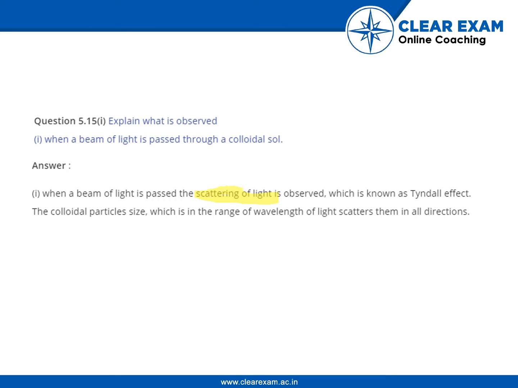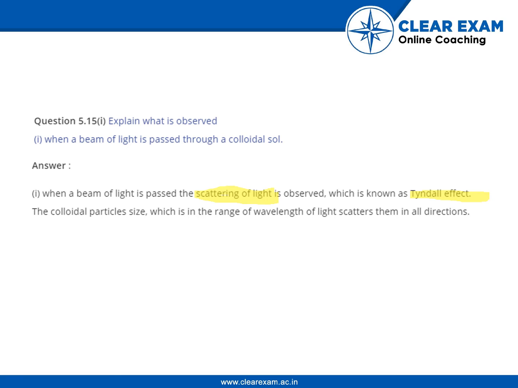We all know the term scattering of light, which is known as the Tyndall effect. This is a very important point. It might come: what effect does a colloidal solution experience when a beam of light is passed through it? So we have to write, Tyndall effect is shown by the colloidal solution. The colloidal particles, whose size is in the range of the wavelength of the light, scatter it in all directions.